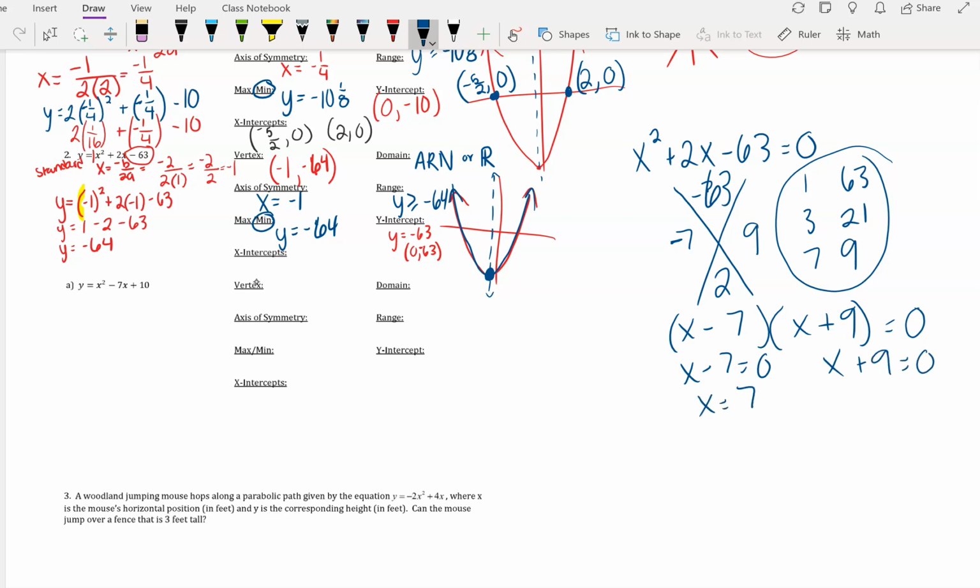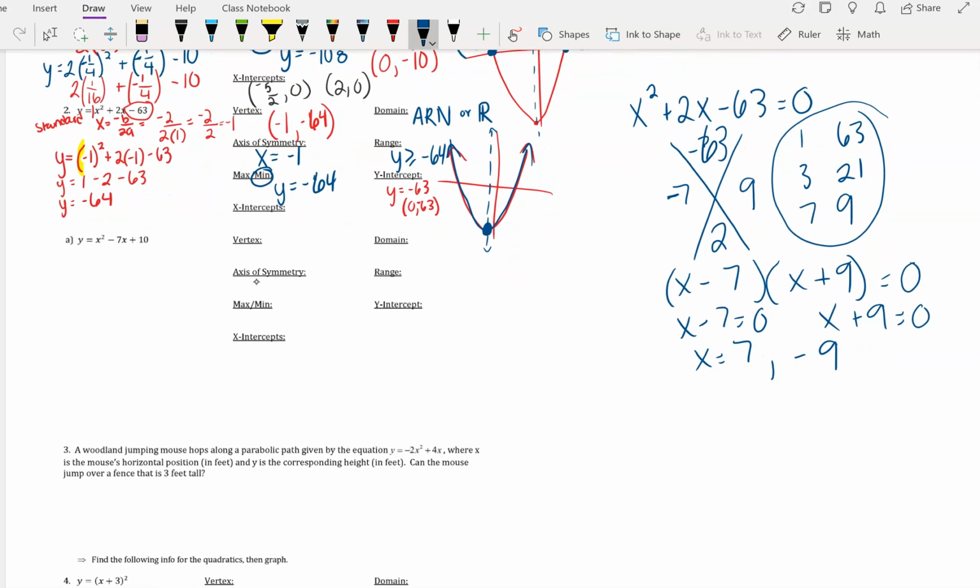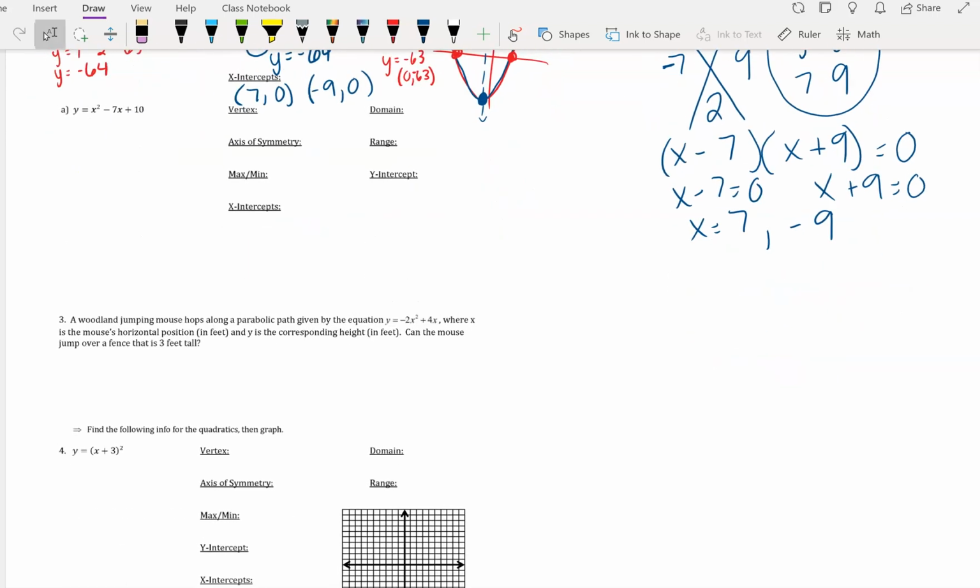X will equal 7 and -9, which means our x-intercepts will be, we always write these as coordinates, 7, 0, and -9, 0. Which hopefully makes sense because based on my picture, this looks like it could be about 7. That looks like it could be about -9. Well, it's a really bad sketch, but you get the idea, hopefully.